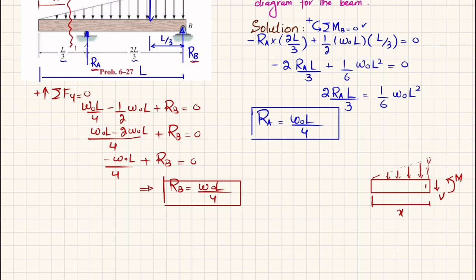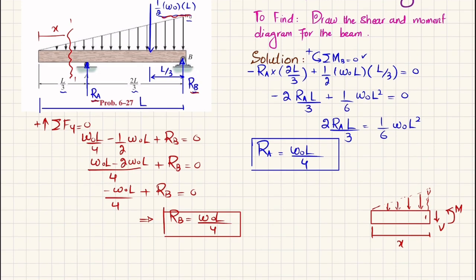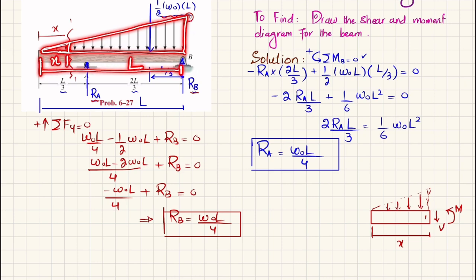Clear? Now you can see that here the load is W naught. If you take the ratio, we have two similar triangles, one is this one and the other one is this one. This is for the length of L and this is for the length of X.